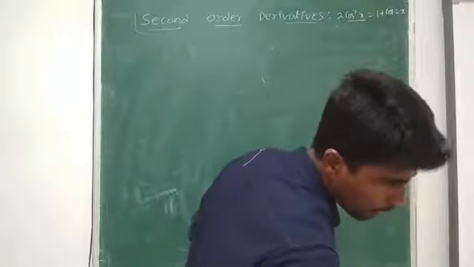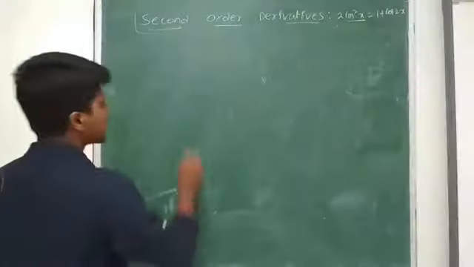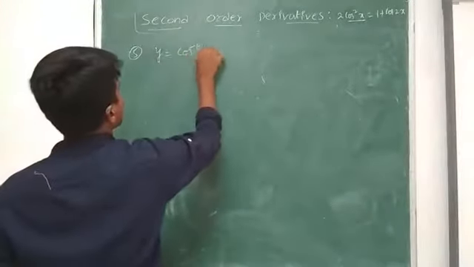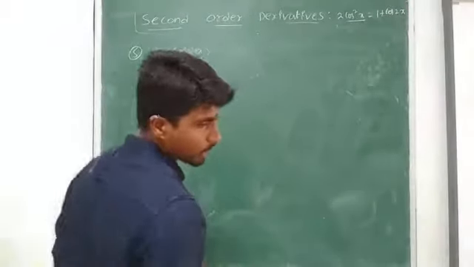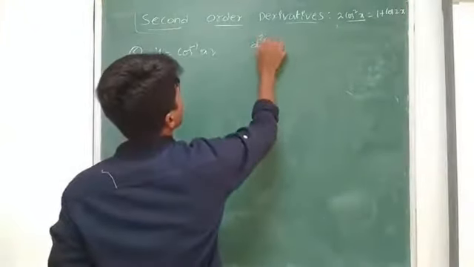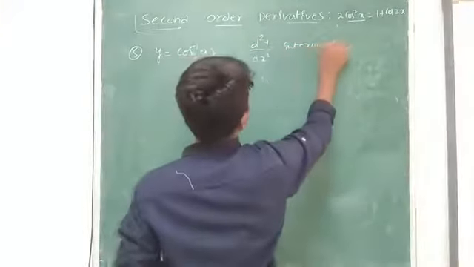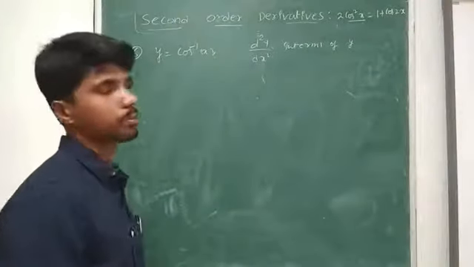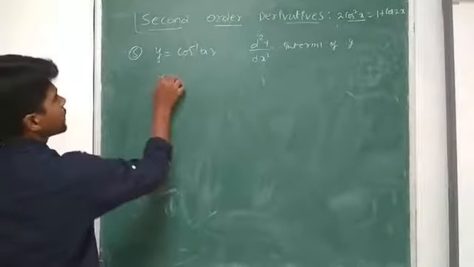First one. Y is equal to cos inverse x. Find d square y by dx square, and you have to write it in terms of y only. Okay, first find dy by dx.